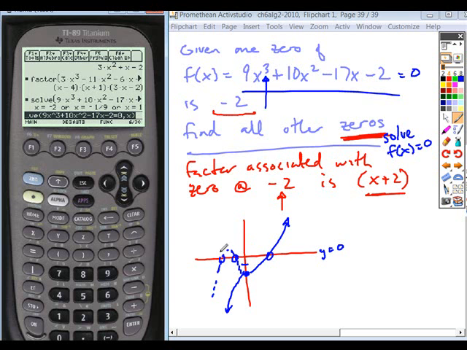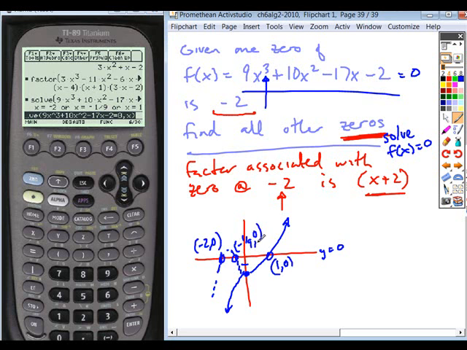-2, which they gave me. So this is the point 1, 0. This is the point -2, 0. And then -1/9 is my other, -1/9, 0. So this right here is a sketch of what my graph looks like.